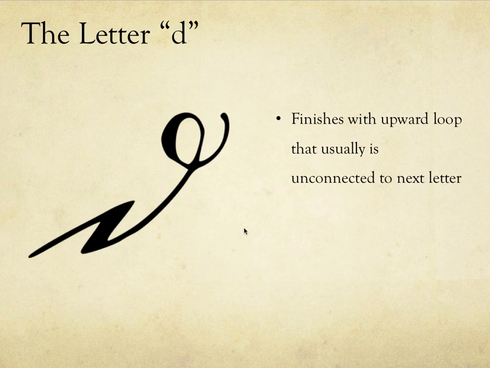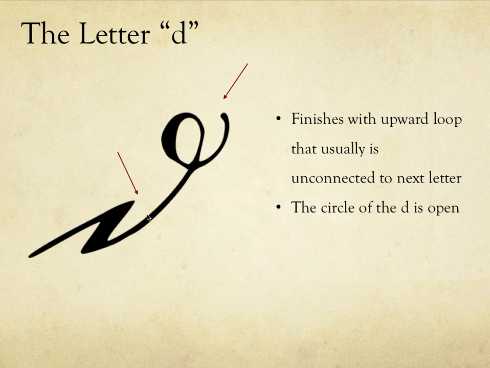The letter D. D finishes with an upward loop right here that's usually not attached to the following letter. So this little telltale loop is a sign it's a D. The circle of the D is usually open.